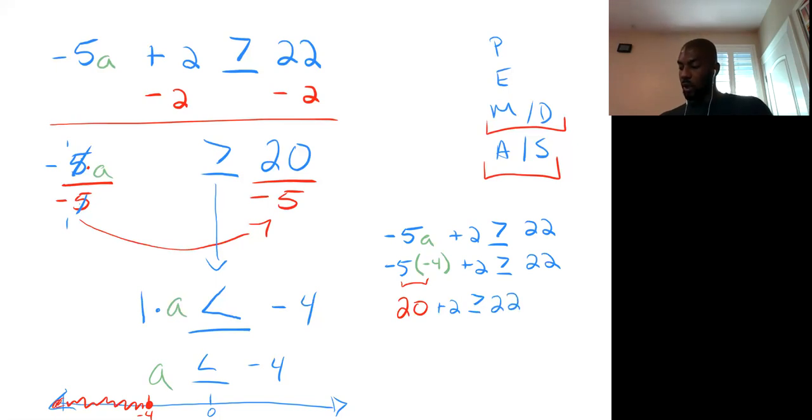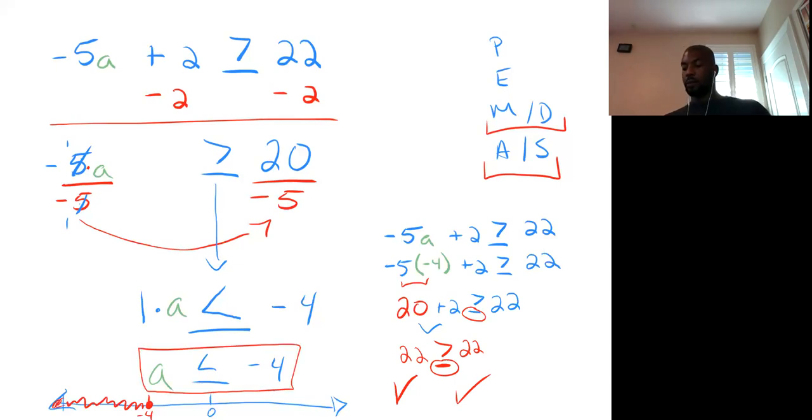Now I do addition. 20 plus 2 is 22. Is 22 greater than 22? No. But is it equal to 22? It is. Therefore, it works. Our answer seems to work. A is less than or equal to negative 4.